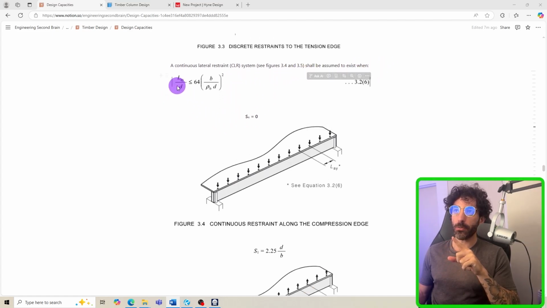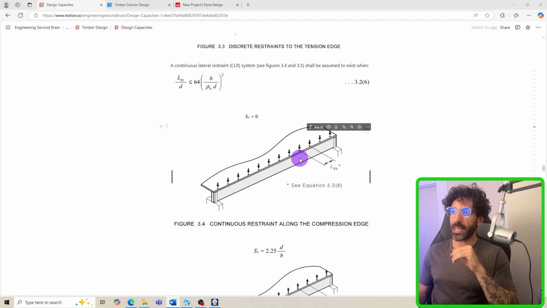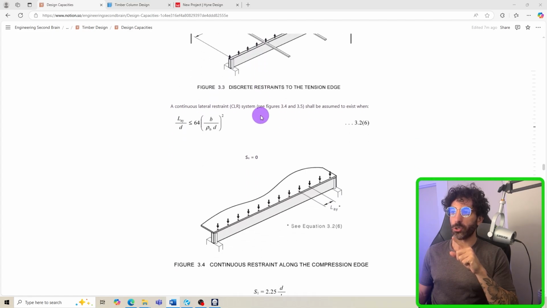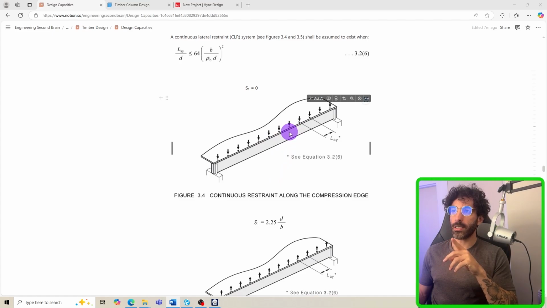For these last three cases that I mentioned, continuous lateral restraint shall be assumed to exist if the ratio between LAY divided by D is less than or equal to 64 times B divided by the material constant times D squared. So in this case, we are assuming that the spacing between fasteners connecting the flooring to the beam is LAY, and LAY, as you can see, is the distance between restraints. In the case of a continuous lateral restraint, we are using the spacing between the fasteners connecting, in this case, the flooring to the beam.